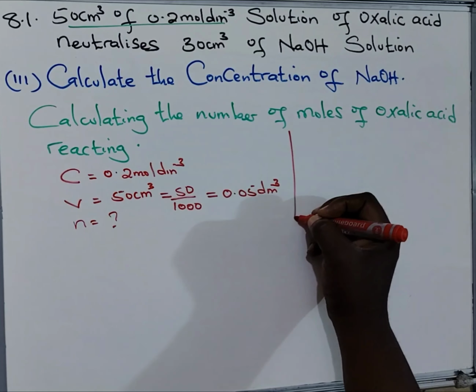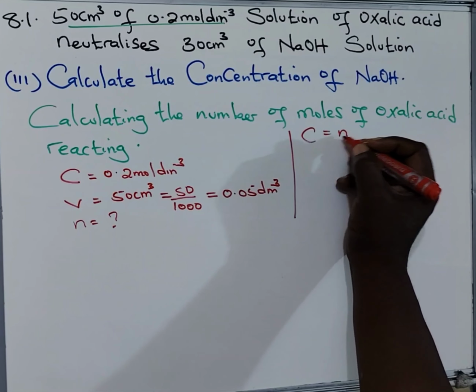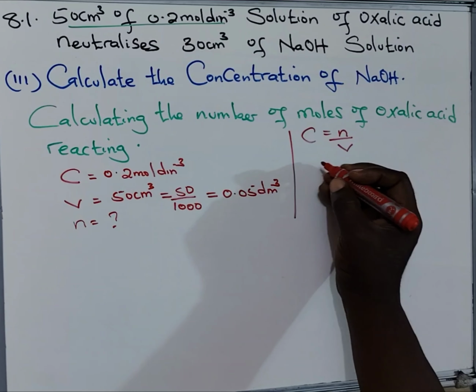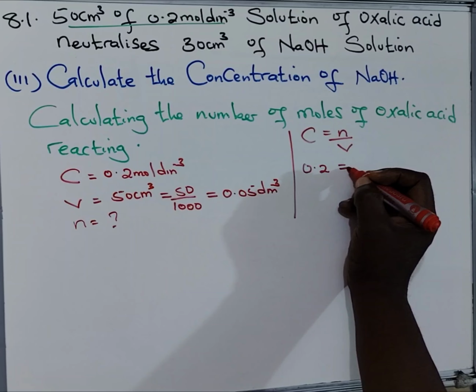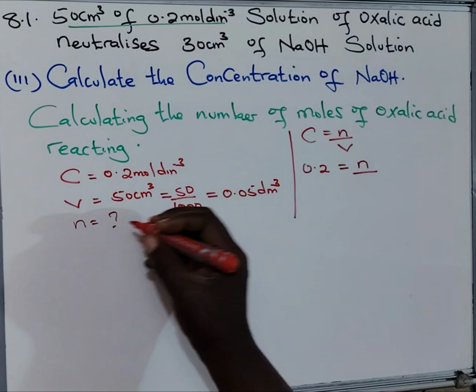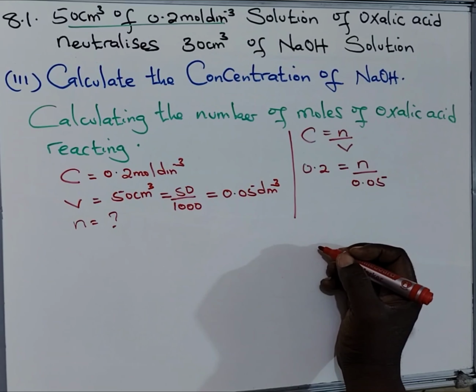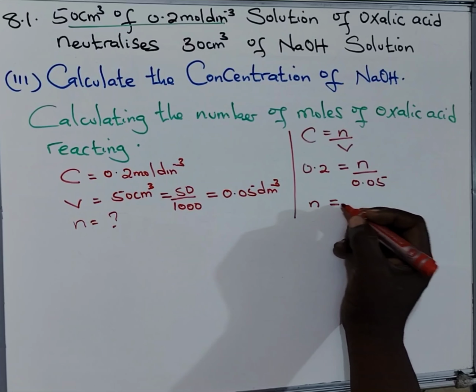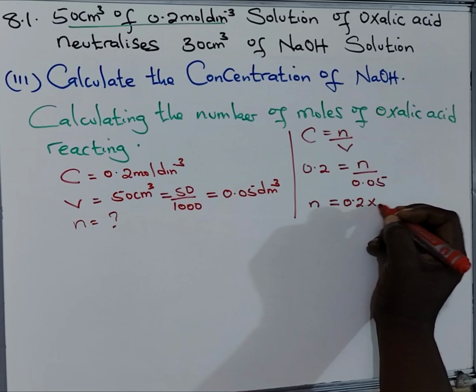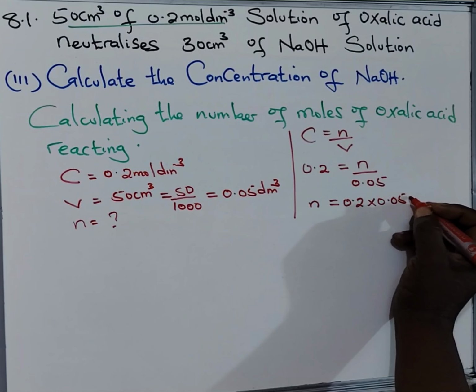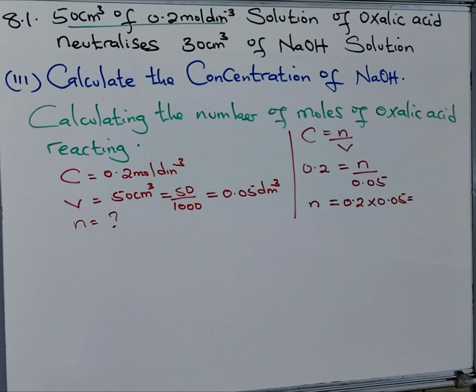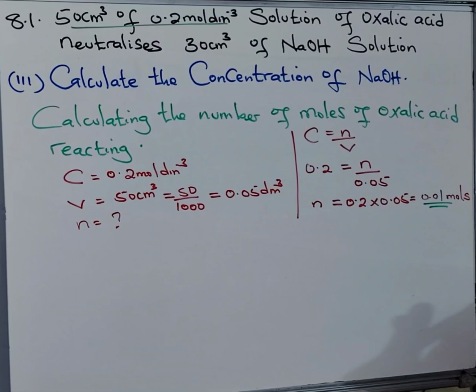So from this, you quote the formula. The formula says C is equal to n over V. C is known, it's 0.2. n is wanted, but the volume is known and is 0.05. So from here, n is going to be 0.2 times 0.05. So there we are. What we have here is the number of moles of oxalic acid which are reacting.